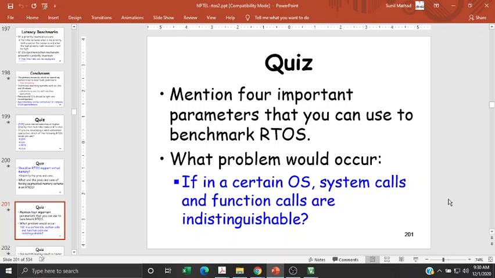System calls and function calls are indistinguishable. That means that they are running at the same priority. Otherwise, system calls will have higher priority, as they run in kernel space, while function calls run in user space. Now, if you are making a statement that they're indistinguishable, both are running at the same priority levels. That makes certain real-time functions miss their deadlines, which is not good for an RTOS or real-time systems.